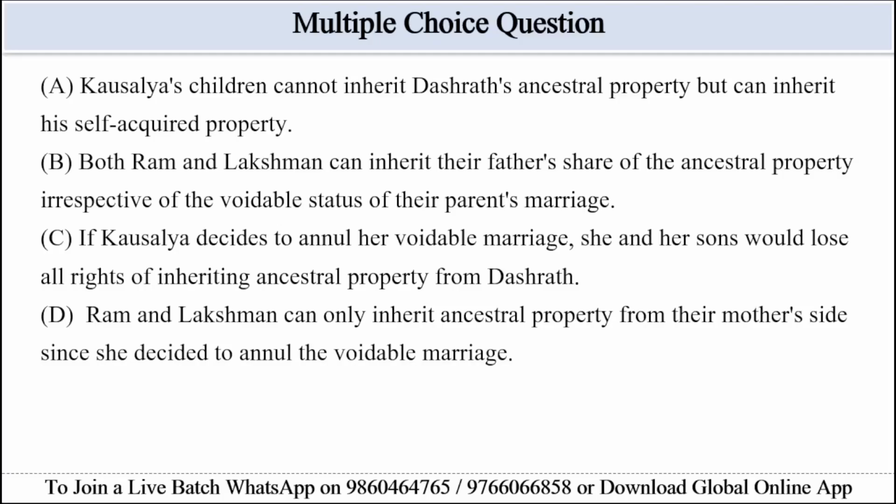This matches the ruling. In case of option C, if Kausalya decides to annul her voidable marriage, she and her son would lose all rights of inheriting ancestral property from Dashrath. So this one is incorrect. Annulment of voidable marriage doesn't affect children's inheritance right. Option D, Ram and Lakshman can only inherit ancestral property from their mother's side since she decided to annul the voidable marriage. So this one is wrong. Inheritance is through father's ancestral property as well. Hence, only option B will be the correct answer in this case.